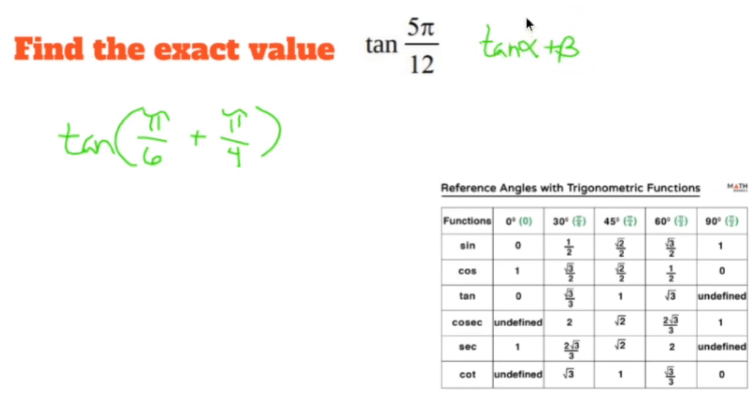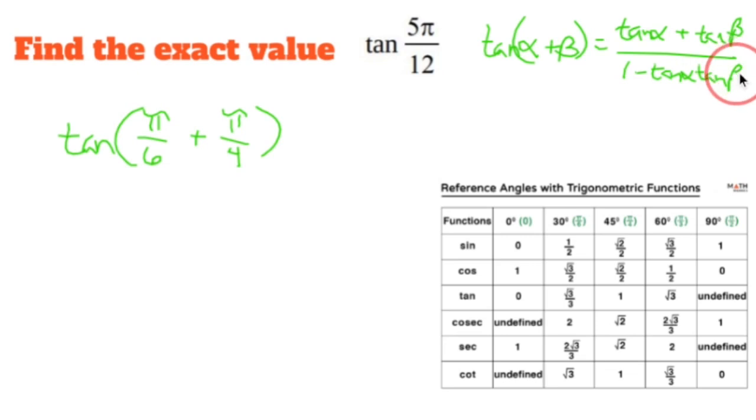Tan of alpha plus beta is one of those addition identity properties, where tan of alpha plus beta is the same as tan alpha plus tan beta over 1 minus tan alpha tan beta. Let me write that up here. So I can use this identity and rewrite this as that. This one would be my alpha, this one would be my beta.